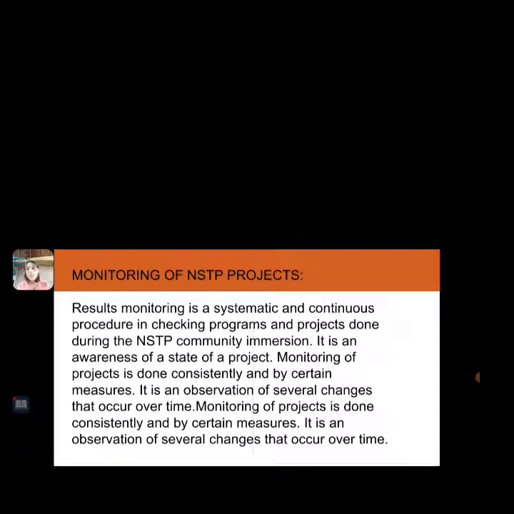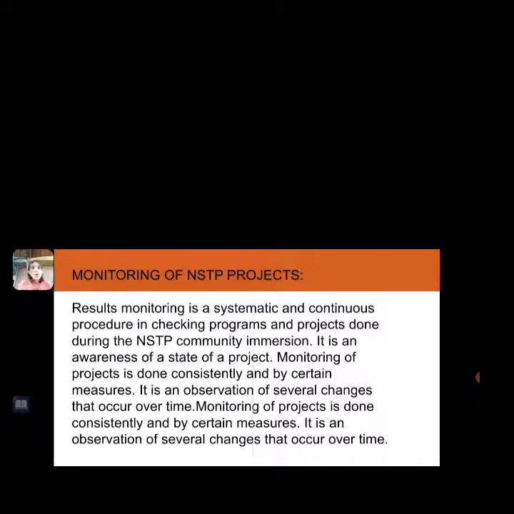So in NSTP, the trainees or the trainers evaluate and monitor the projects through evaluation. So evaluation means the value or merit of the teaching learning activities. So when you go on immersion or community services, after you have complied with all your documents, you then present what you have understood.